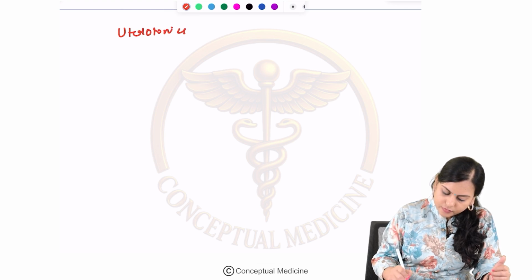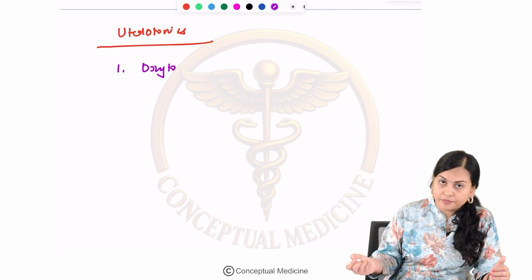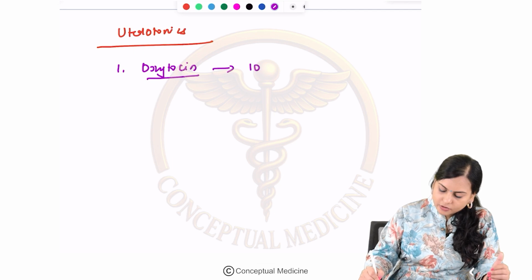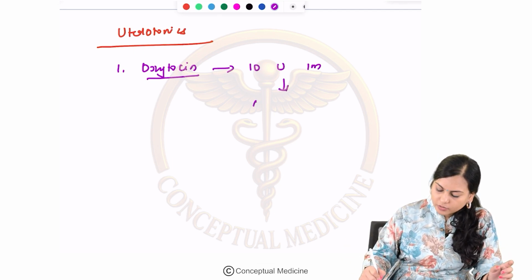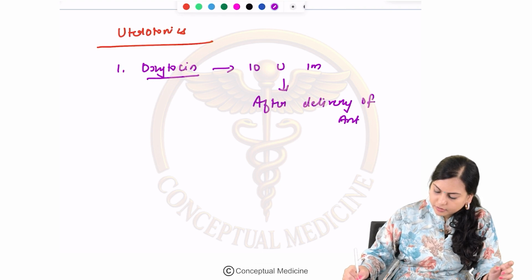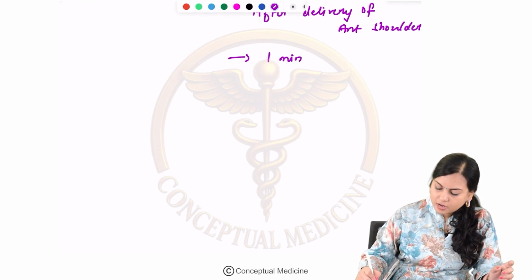Uterotonics choices include number 1, oxytocin, which is the commonly used. We can give 10 units as an IM injection after the delivery of anterior shoulder. Okay. After delivery of anterior shoulder or within 1 minute after delivery of baby.